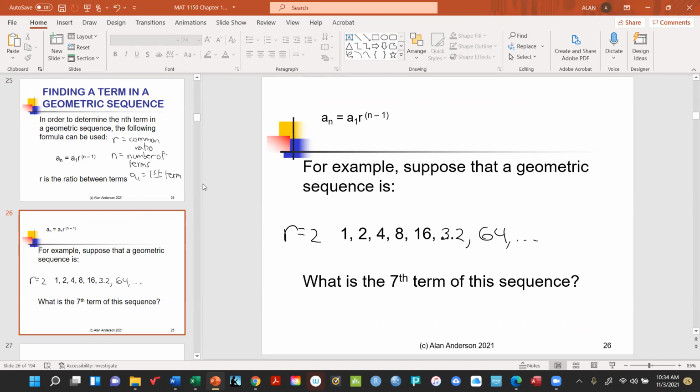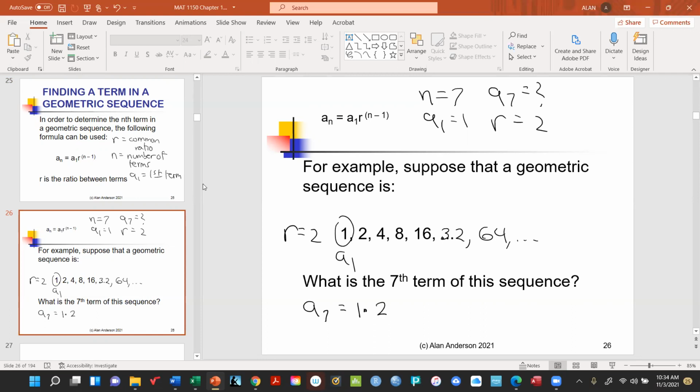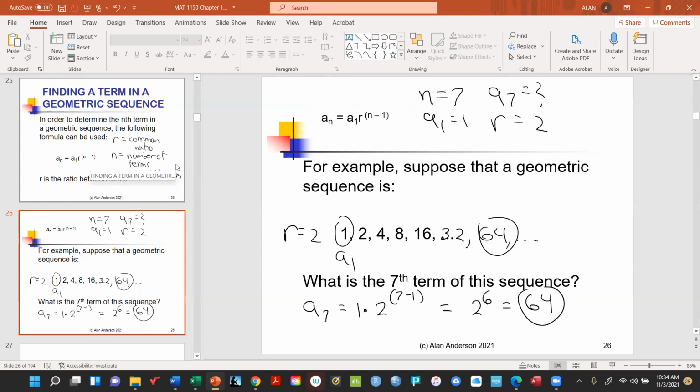But why don't we fill these numbers into our formula? We're looking for the 7th term, so n is 7. We can see that A1 is 1. And then A7 is what we're looking for. And finally, the common ratio is 2. So if we plug in those numbers, A7 equals 1 times 2 with an exponent of 7 minus 1, or 2 to the 6th, which is 64, and we're all set. So there you go. So you can see it's not that difficult at all.